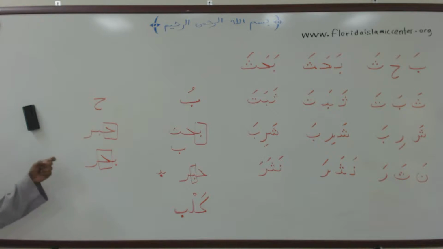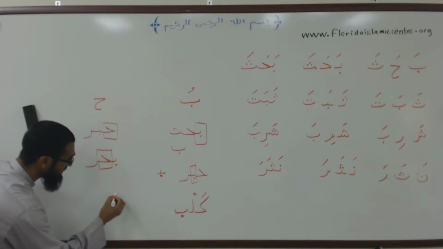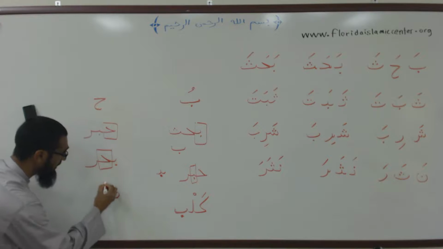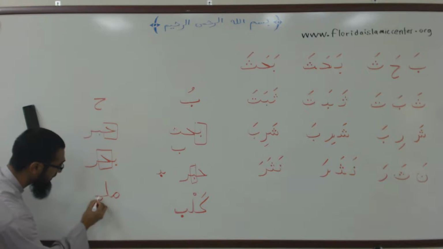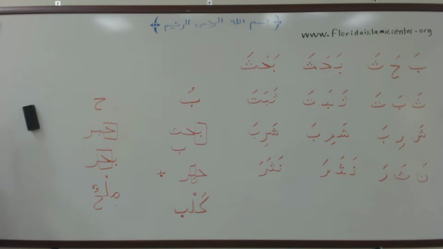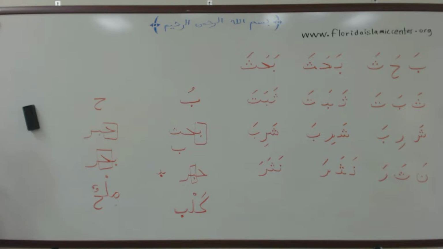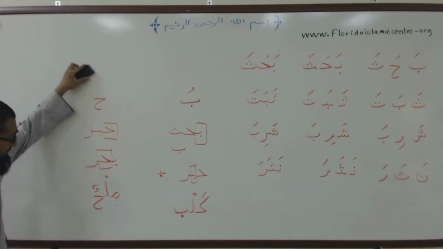But when it appears in the end now, the tail is going to reappear. So for instance, the word for salt. Okay? Milhun. The word for salt. See, this is the ha. It appears in the end and the tail reappears. That's the ha. And the same thing happens for each letter.